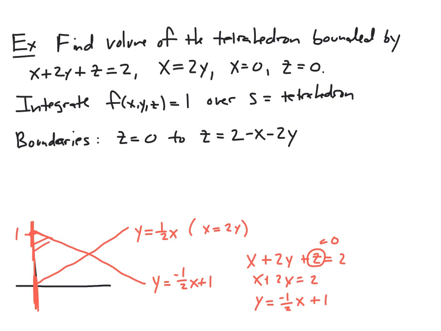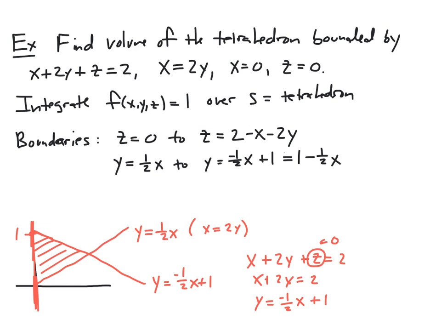And so our region in the xy plane is this triangle here. And so when we look at this, we can easily see the boundaries of y. We see the lower curve for y is 1/2 x, and the upper curve for y is negative 1/2 x plus 1, or 1 minus 1/2 x. I forgot the x. So negative 1/2 x plus 1, or 1 minus 1/2 x.